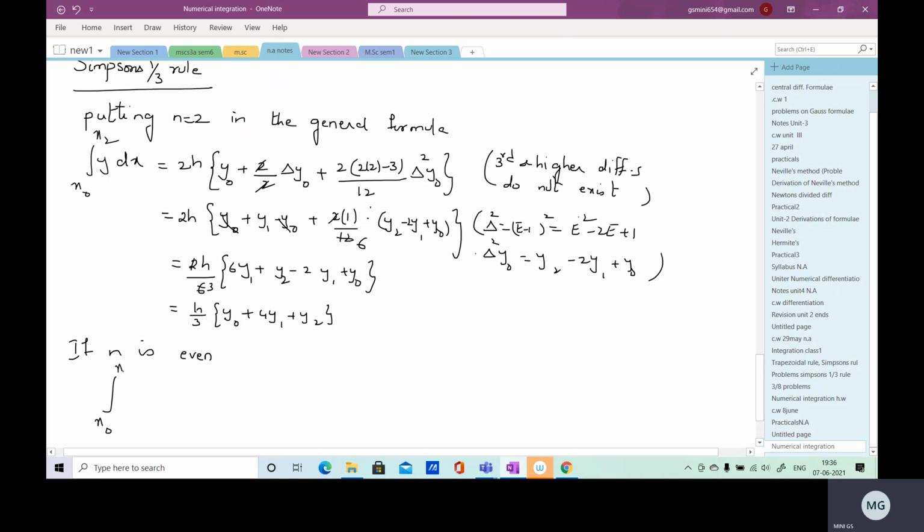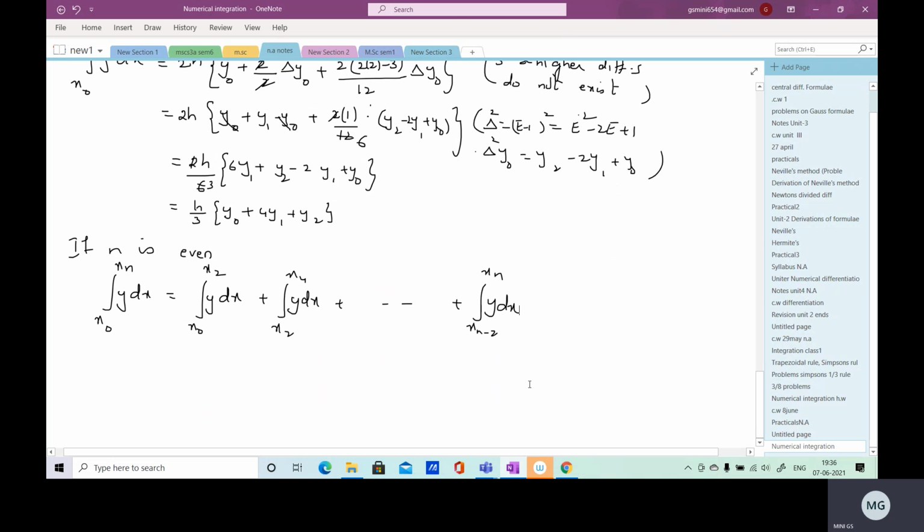If n is even, integration x naught to xn y dx is equal to integration x naught to x2 y dx plus integration x2 to x4 y dx plus, and so on, integration xn minus 2 to xn. I'm sure I can write it like this. Why am I sure? Because I have taken my n as an even number.